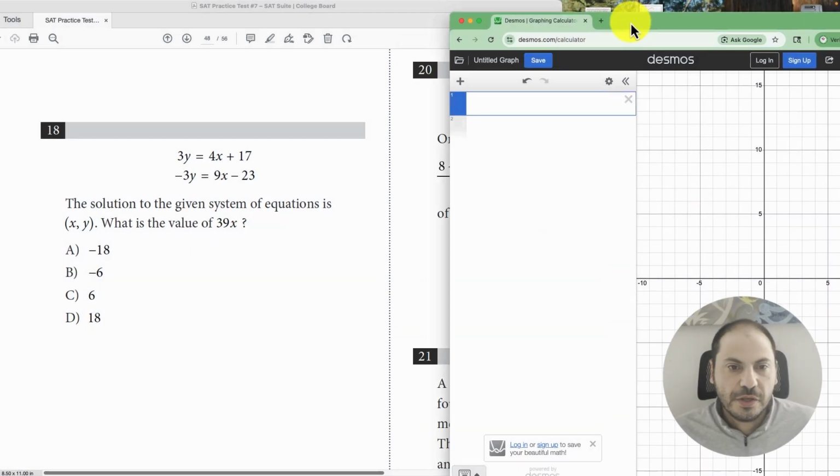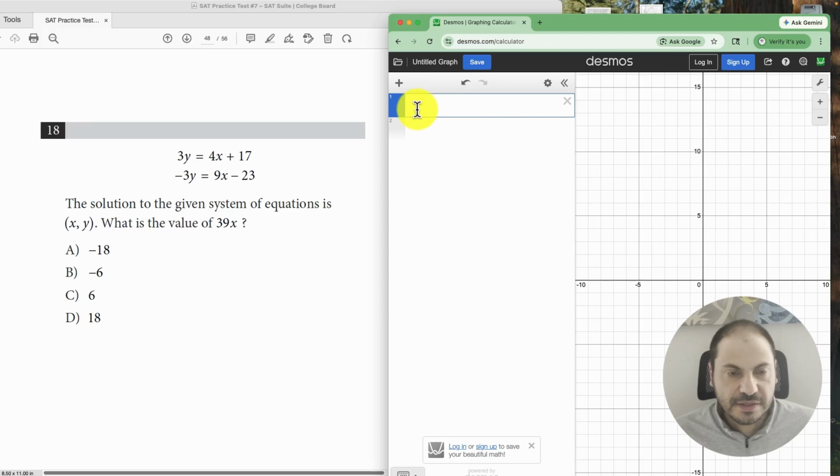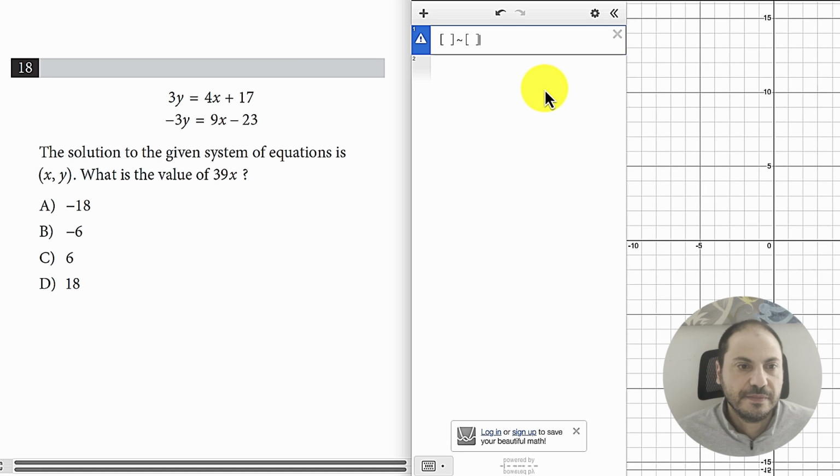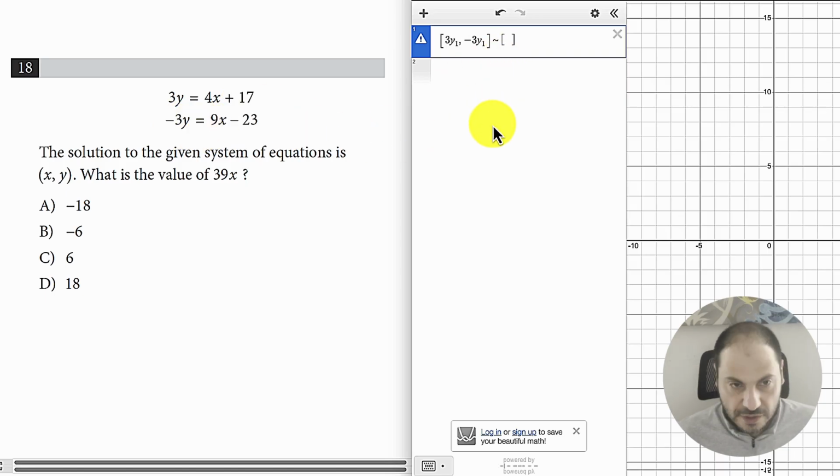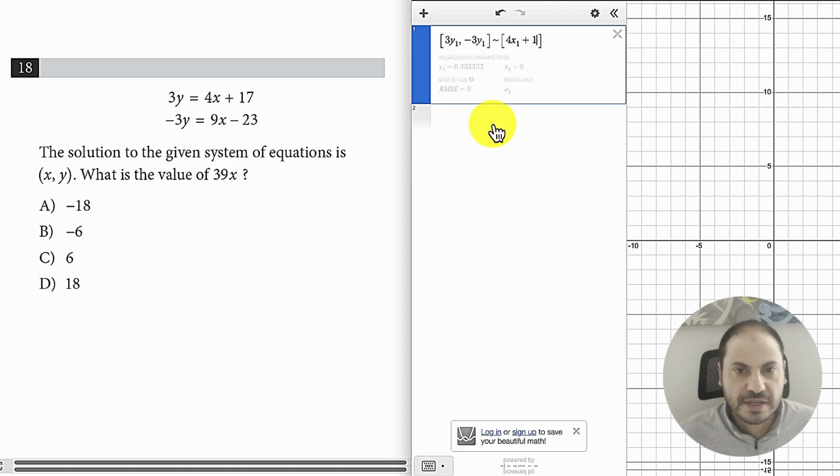So this is one where using the regression method, the brackets, tilde, brackets, is probably going to be easier. Again, put what's to the left of the equal sign in the first bracket and separate the 3y and the negative 3y with commas. Since x and y, it has to be x1 and y1. So this is going to be 3y1, comma, and then negative 3y1. The right side will be 4x1 plus 17 and 9x1 minus 23.